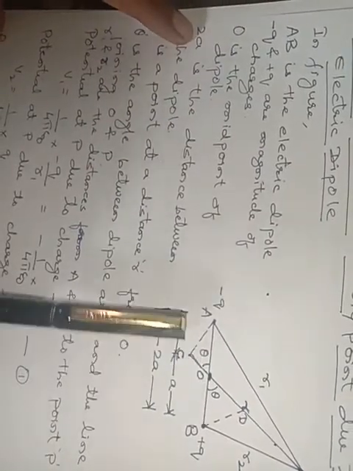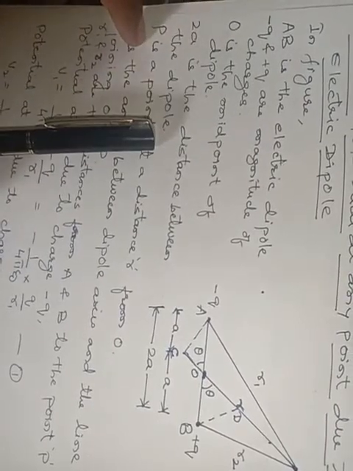Okay, so now in this figure, AB is the electric dipole, minus Q and plus Q are the magnitudes of the charges, O is the midpoint of the dipole, and AB is given by 2a. What is 2a? 2a is the distance between the charges of the dipole. P is the point at a distance r from O. Theta is the angle between the dipole axis and the line joining OP. So this is the construction part, or the figure part.